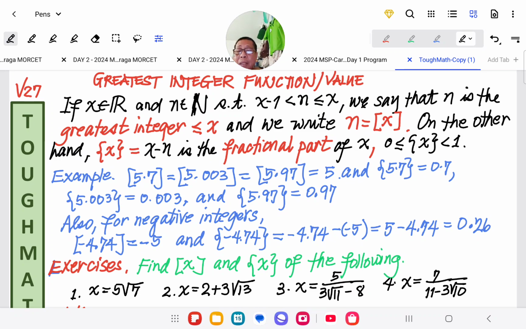Also, for negative numbers, the greatest integer value of negative 4.74 is equal to negative 5, because on the number line, negative 5 is to the left of negative 4. And the fractional part of negative 4.74, by definition, is equal to x minus n, where our x in this case is negative 4.74 and our n is negative 5. So we have 5 minus 4.74, which is 0.26.